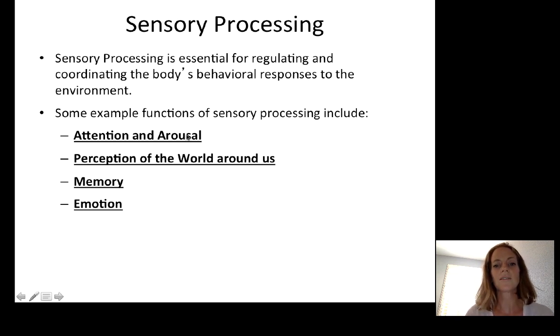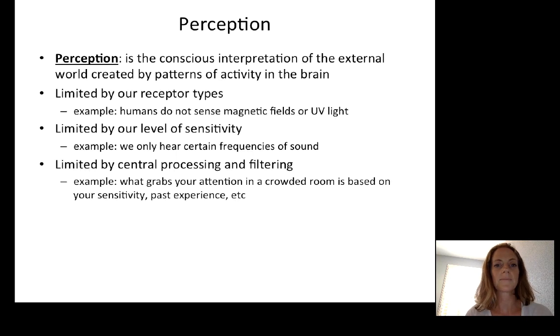So some example functions of sensory processing include attention and arousal, so knowing what we should and should not pay attention to, knowing when we need to be in a more aroused or attentive state to respond more quickly, perceiving the world around us, remembering what we have been exposed to so we can respond appropriately the next time, and then the more complex type processing, which will link to our emotion and our behavioral pathways.